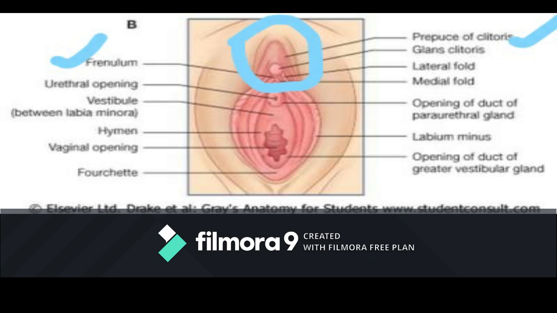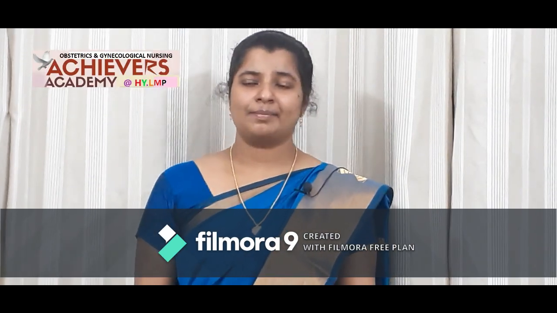It is situated in the most anterior part of the vulva. It consists of mainly 3 parts: glans, a body and true crura. The glans is covered by squamous epithelium and is richly supplied with nerves.